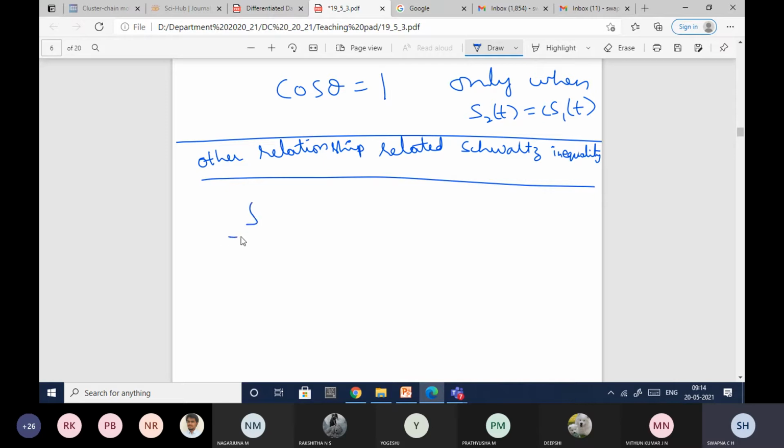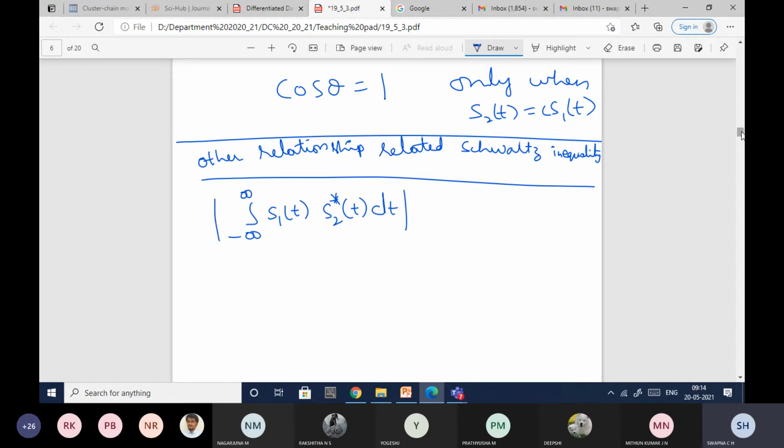So if the signals are complex valued, then we can write the modulus of the integral from minus infinity to plus infinity of s1 of t into s2 star of t, the conjugate, dt.